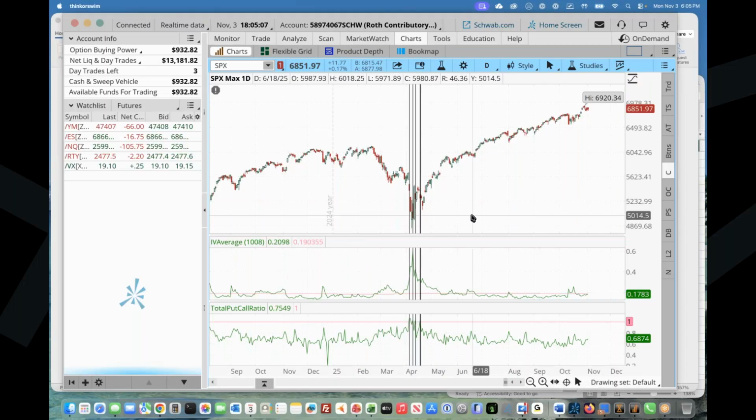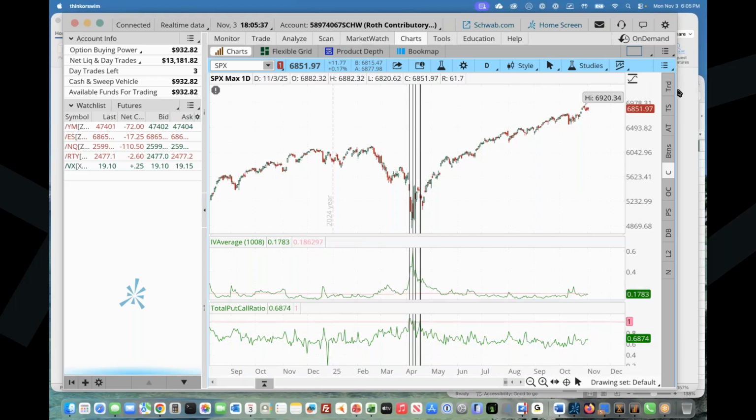So I'm just looking at this last year. I just want to pull in some data, and I marked some spots on here. This is the total put call ratio on this lower indicator right here. And theoretically, in the past, when it gets above 1, it does mean that there are more puts trading than there are calls. And that used to be the indicator.